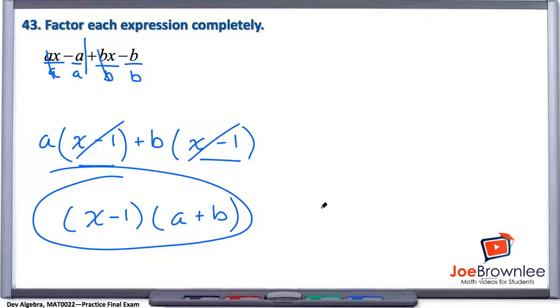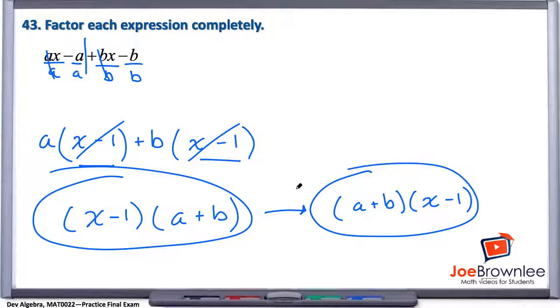Just be aware that what's inside the parentheses is vital, that's very important, but what order the parentheses come in is less important. And so what we could have said was A plus B, X minus 1 is also the same thing, right? It doesn't matter what order you multiply in. So what is inside the parentheses is important. What order the parentheses come in is not as important.